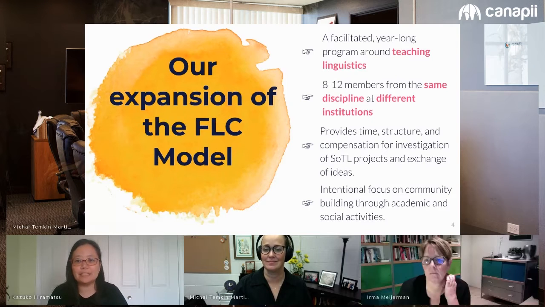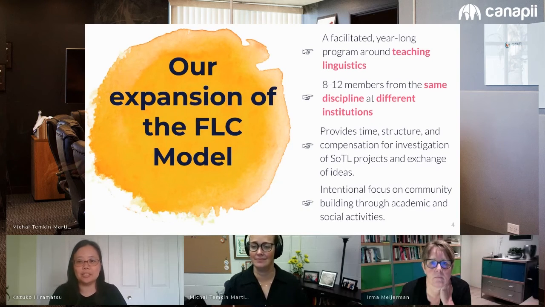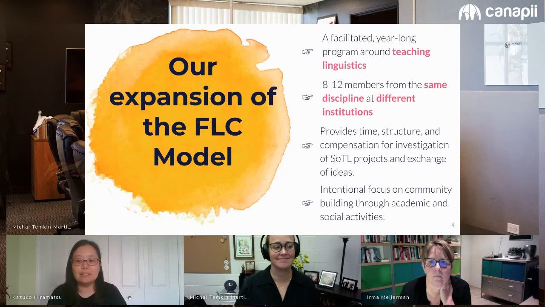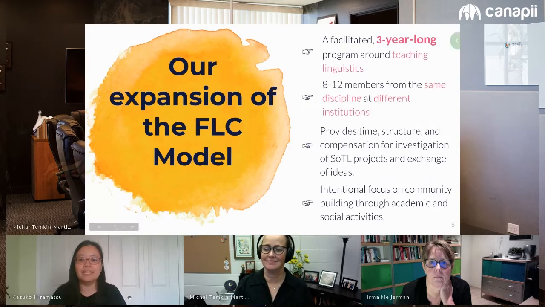To fit the needs of our discipline with respect to scholarly teaching in SoTL, we adapted Cox's FLC model by inviting linguists from different institutions to participate with an understanding that our focus would be on the undergraduate teaching of linguistics. And unintentionally, we ended up further adapting the FLC model by going beyond the typical one-year duration.